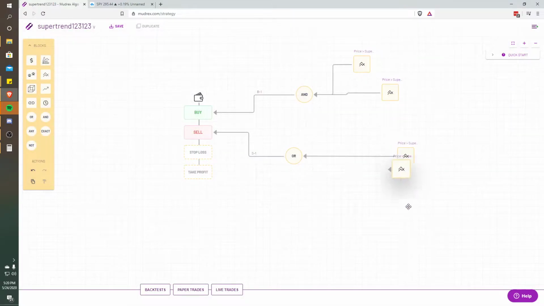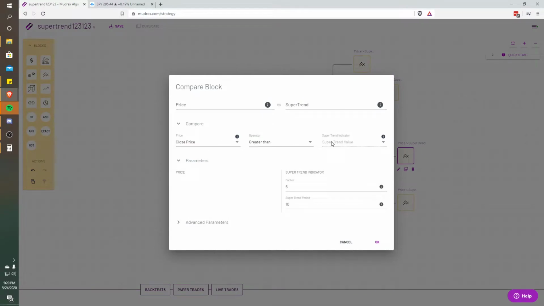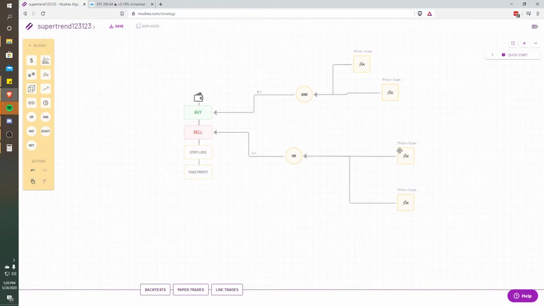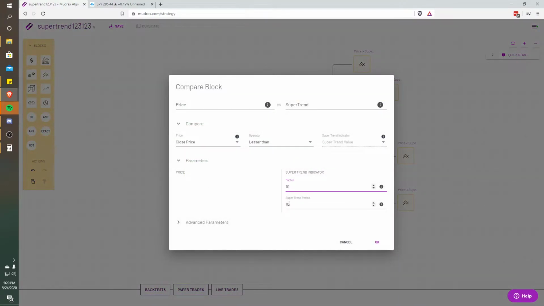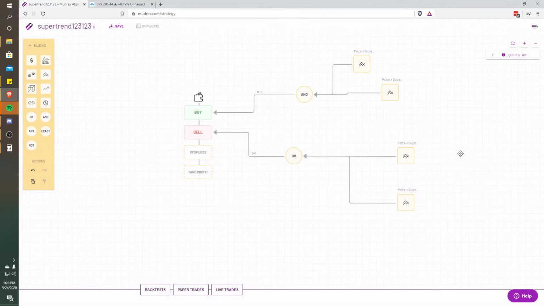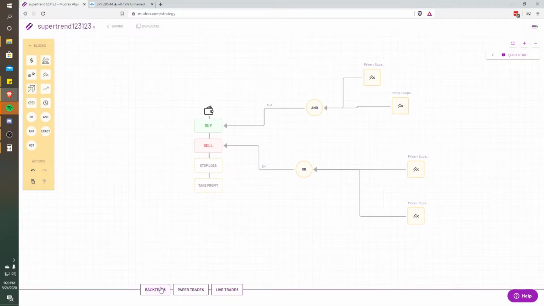So we're gonna put the or sign here, and then, boom. Close price is greater than Supertrend. Okay, we're gonna sell it when it's less than, or when it's less than right here. So 6.10 and 10.6. Boom, simple. Now let's backtest.